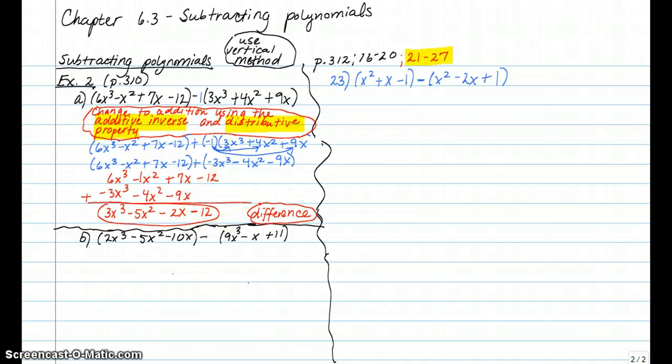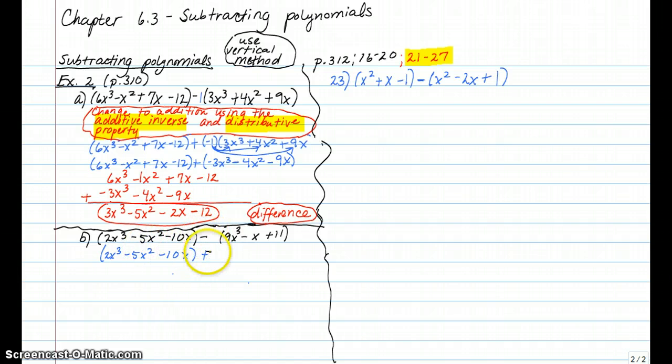Okay, now we're going to go ahead and go to the second problem. 2x cubed minus 5x squared minus 10x minus 9x cubed minus x plus 11. If you read the words, it says to subtract 9x cubed minus x plus 11 from the 2x cubed minus 5x squared minus 10x. That's why it's the second expression. Okay, we need to change this subtraction problem to an addition problem. This is how we start. This just comes along, 2x cubed minus 5x squared minus 10x. Nothing is done with that.